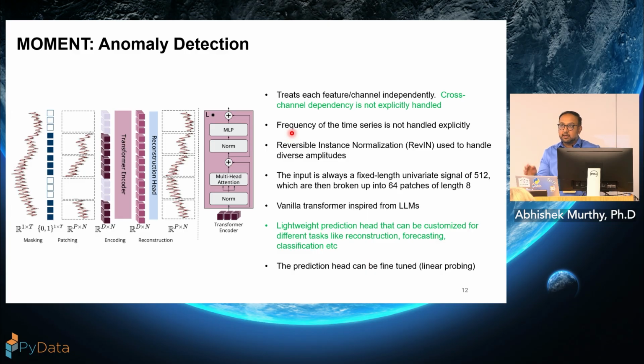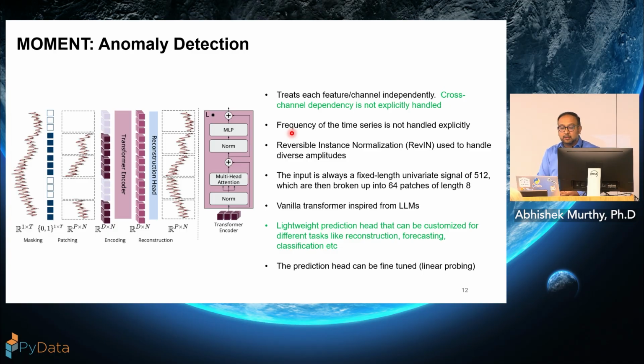And remember, these data sets can have very different amplitudes. Some time series can be of a smaller amplitude, or other time series could be of much larger amplitude. And that's where this technique called reversible instance normalization has become popular in the time series community as a normalization step. They use that in their model. And moreover, they internally use window sizes that are of fixed length of 512.